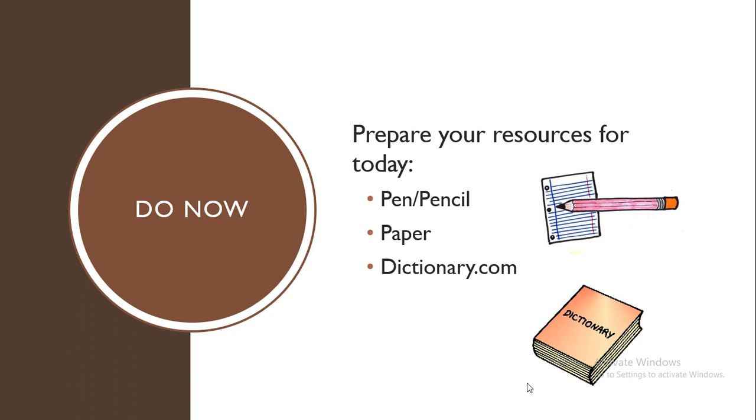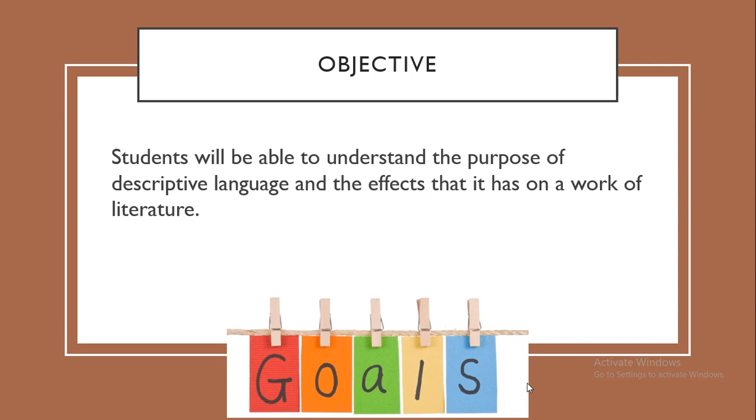Okay. So, our objective today is students will be able to understand the purpose of descriptive language and the effects that it has on a work of literature. And so we wrapped up tone and mood. Well, we didn't really wrap it up, but we added on to the lesson using diction, and we're going to continue to add on as we get into types of diction today, descriptive language being one of them.